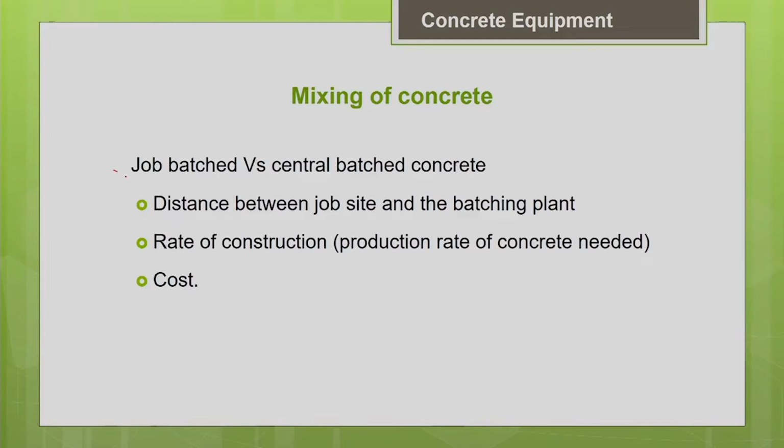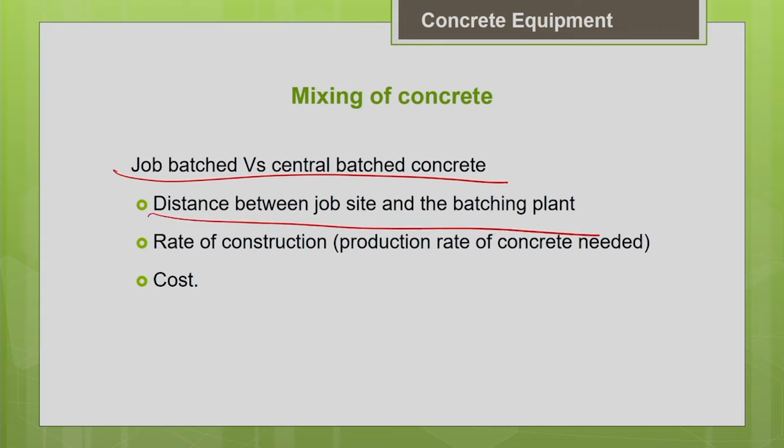In that place also, due to traffic delays, it may not be possible for the transit mixer to deliver your concrete within the stipulated time. So in that case also, you have to go for only the job batched concrete. The decision of going for job batch or central batch mainly depends upon the distance between your job site and the batching plant.